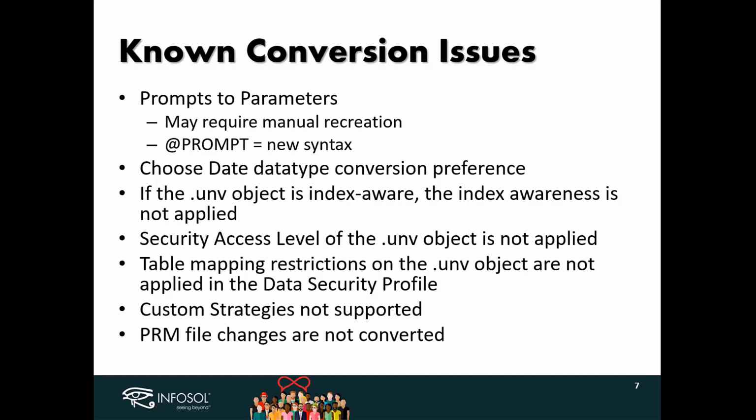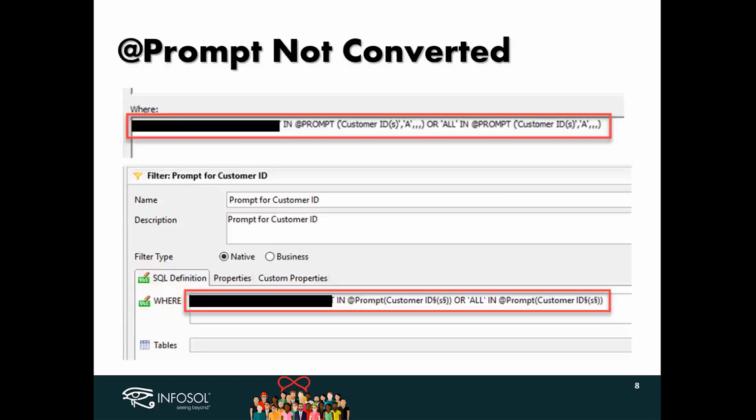Strategies don't convert very well, and any changes that you may have made in the .brm file are not converted well either. So if you have any of these things in your current universe, after conversion you have to check whether you need to recreate them or whether they converted properly. Is the syntax and the formula, especially with that prompt, working fine or not?